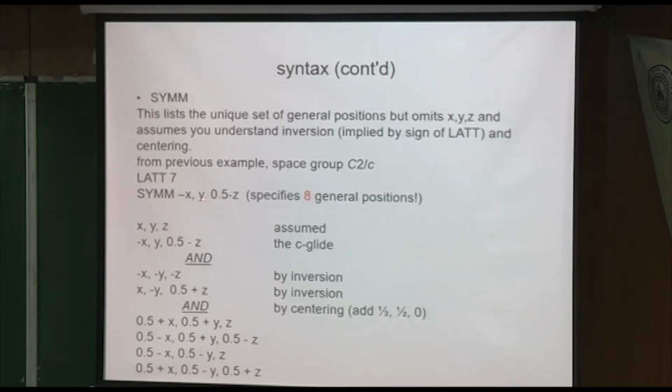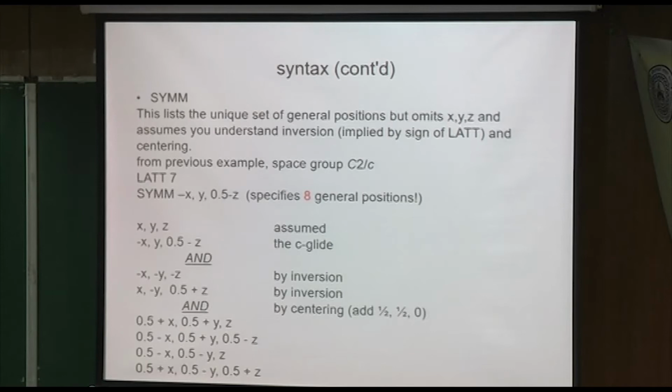XYZ and minus X, Y, a half minus Z. This is due to the C glide. But because it's centrosymmetric, you have to change all 3 signs. So that goes to minus X, minus Y, minus Z. That goes to X, minus Y, and a half plus Z. So those are both of the inversions.